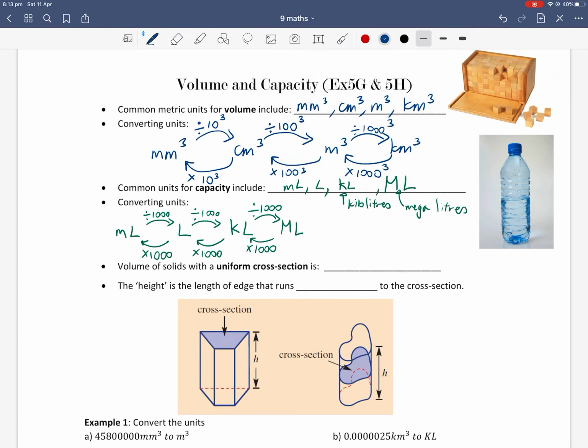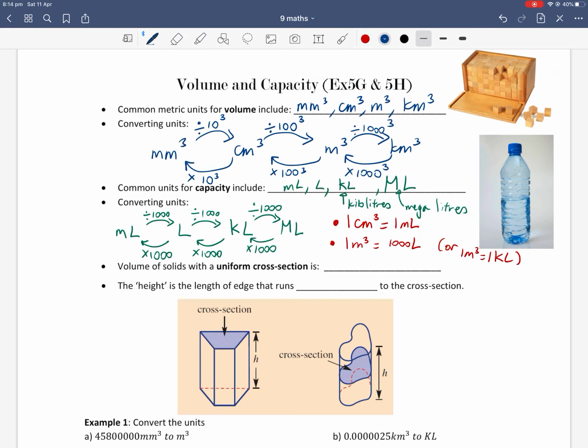Now, the question is, how do we connect volume and capacity? Well, there are two important formulas. Relationship number one is 1 centimeter cubed is equal to 1 milliliter. The other relationship is 1 meter cubed is 1,000 liters, or you can say that 1 meter cubed is 1 kiloliter, since there are 1,000 liters in a kiloliter. So if we want to convert between volume and capacity, we can use these two important formulas.